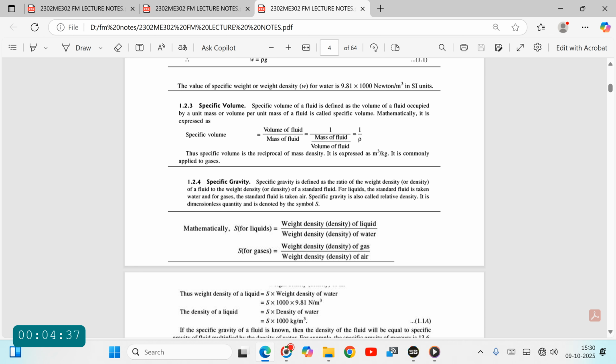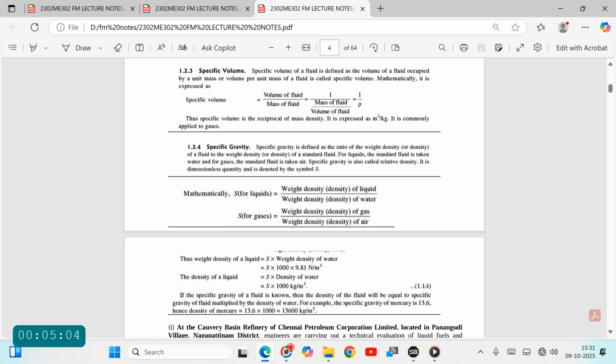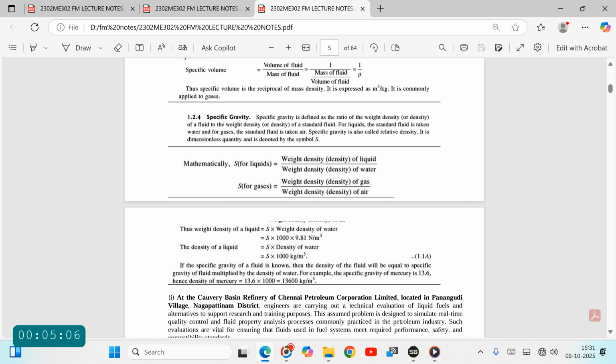Specific gravity. An important property. Specific gravity is defined as the ratio of the weight density of a fluid to the weight density of a standard fluid. For liquids, the standard fluid is taken as water. The general mathematical relation for specific gravity is the weight density of the fluid divided by the weight density of water. And some standard values of specific gravity.